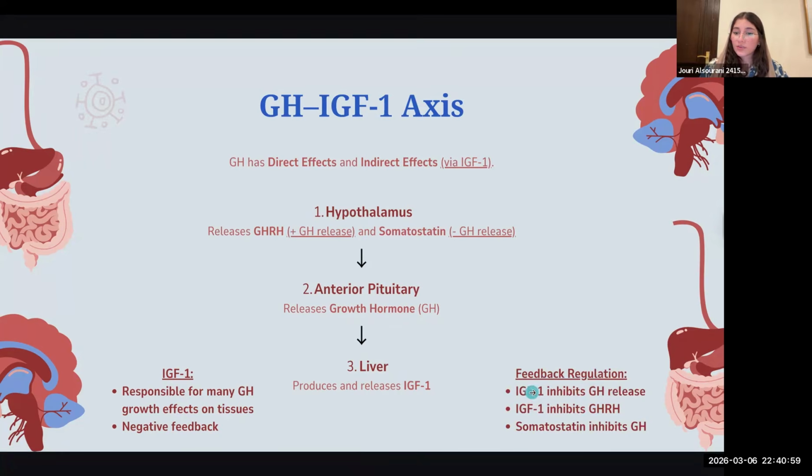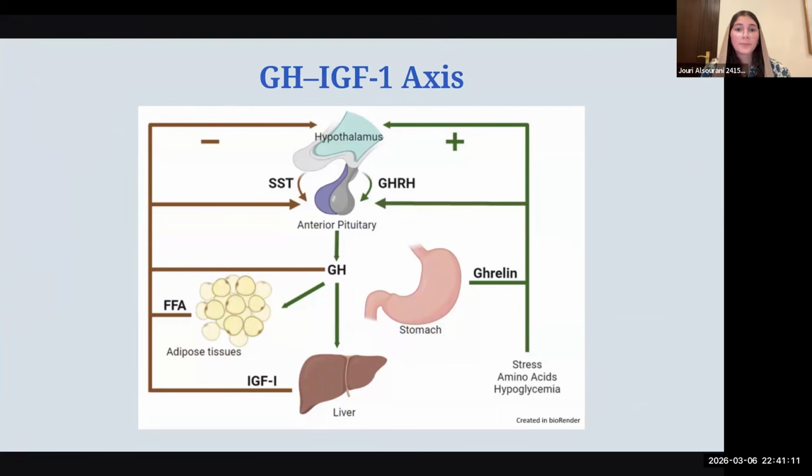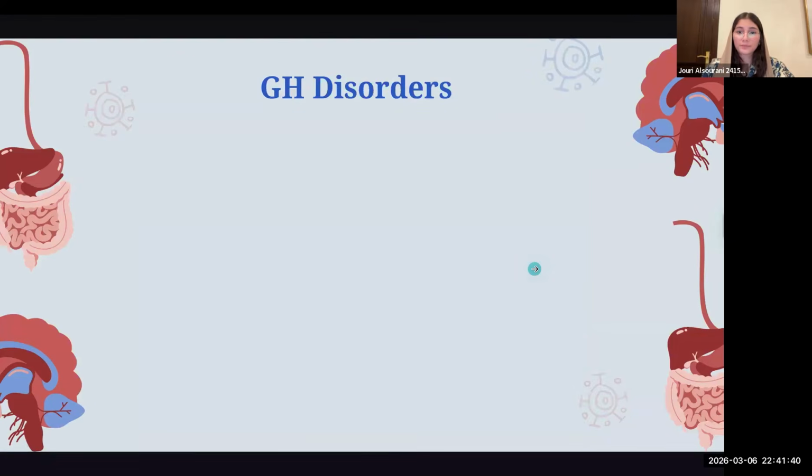Yeah, so here's the feedback. We said IGF-1 will inhibit the release of growth hormone and the release of GHRH, and somatostatin will inhibit the release of growth hormone. And this is just generally the axis. We have the hypothalamus releasing somatostatin, GHRH. They act on the anterior pituitary to release growth hormone, which will go to the liver, produce IGF-1, and then this is going to go back and it will have a negative feedback on the anterior pituitary and the hypothalamus to stop releasing their hormones. Somatostatin will also inhibit the release of growth hormone. And like we said, some of the stimuli are stress, hypoglycemia, ghrelin, hunger hormone, so on.